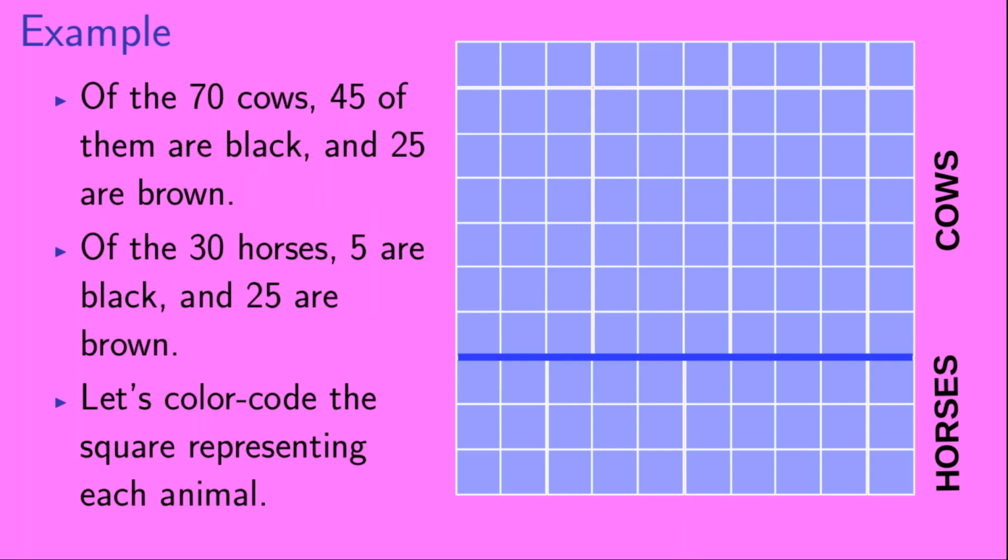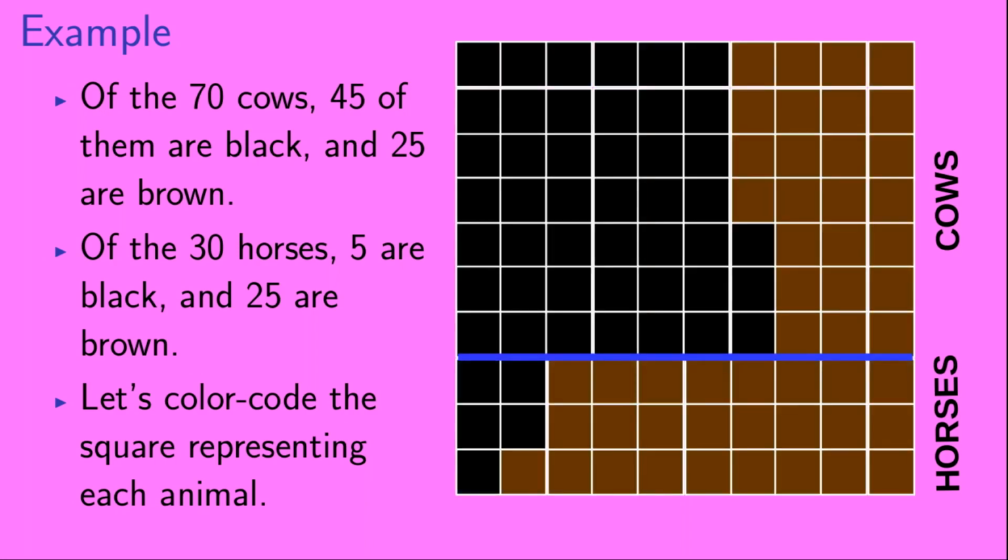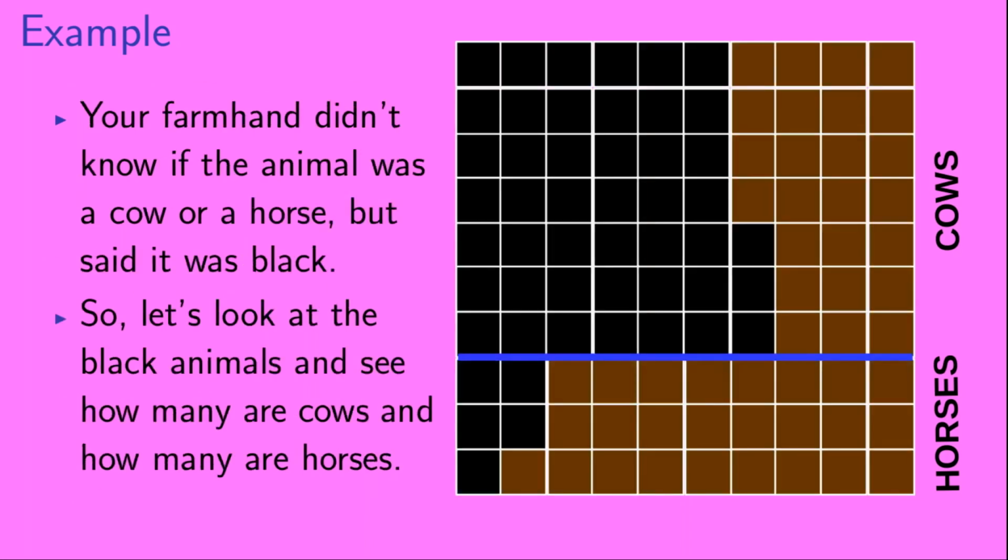Of the 70 cows, 45 of them are black and 25 are brown. Of the 30 horses, 5 are black and 25 are brown. Let's color code the square representing each animal. Now, your farmhand didn't know if the animal was a cow or a horse, but said it was black. So let's look at the black animals and see how many are cows and how many are horses.